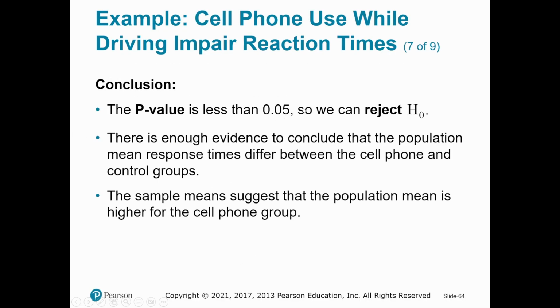So the p-value is less than the default significance level on planet Earth, which is 5%. So we reject the null hypothesis. In other words, there is sufficient evidence to conclude that the population mean response times in milliseconds differ between cell phone and control groups. The sample means suggest that the population mean is higher for the cell phone group.